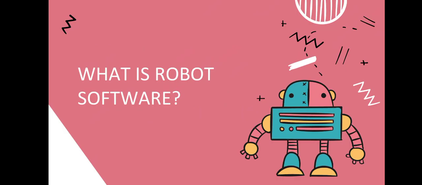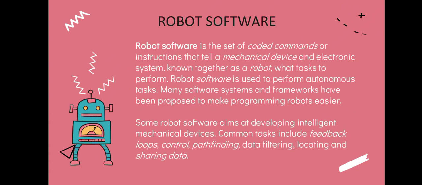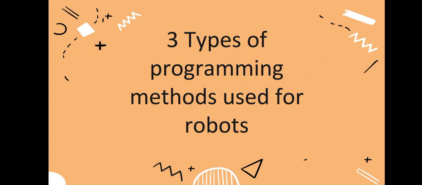So, what is robot software? Robot software is the set of coded commands or instructions that tell a mechanical device and electronic system, known together as a robot, what tasks to perform. Robot software is used to perform autonomous tasks. Many software systems and frameworks have been proposed to make programming robots easier. Some robot software aims at developing intelligent mechanical devices. Common tasks include feedback loops, control, pathfinding, data filtering, locating, and sharing data.